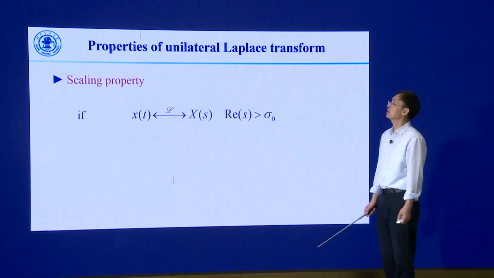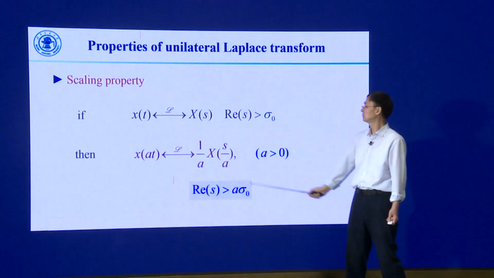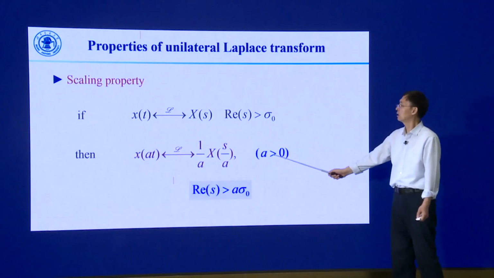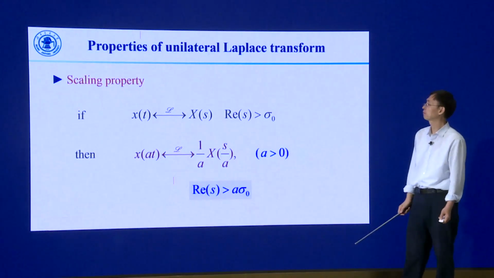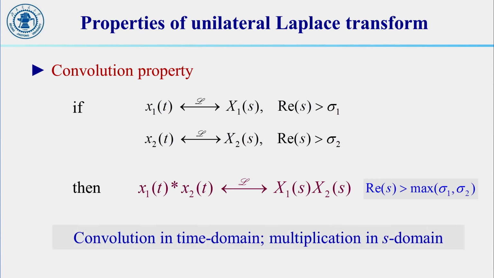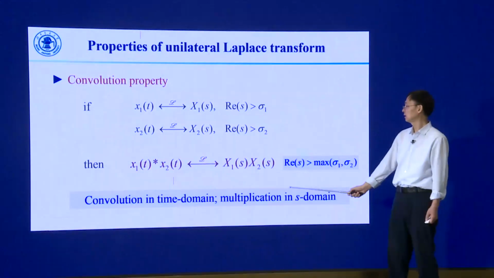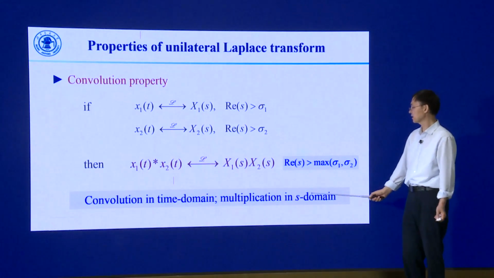Another property is scaling property. Here, the a is greater than 0. This is the convolution property. It means the signal convolution in time domain corresponds to Laplace transform multiplication in S domain.